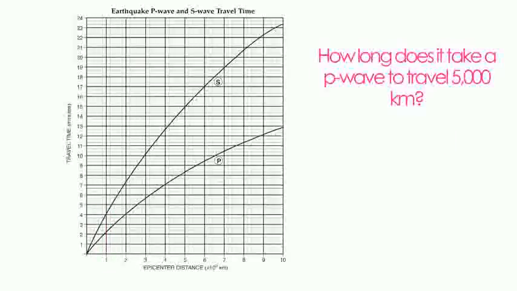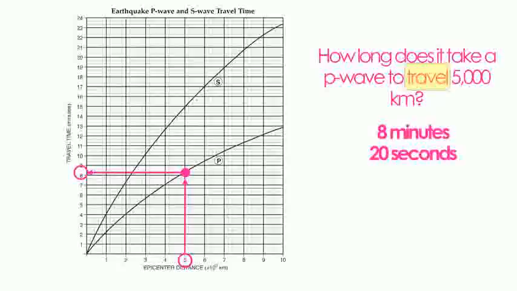How long does it take a P wave to travel 5,000 kilometers? Again, look for keywords. Okay? For instance, travel is going to be an important term here. We want to know the travel time for a specific distance. 5,000 kilometers is given to you. So you find 5,000 kilometers. This time you bring it up to your P wave curve. You follow it across. You tell me the travel time for that, and that's going to end up being about 8 minutes and 20 seconds.